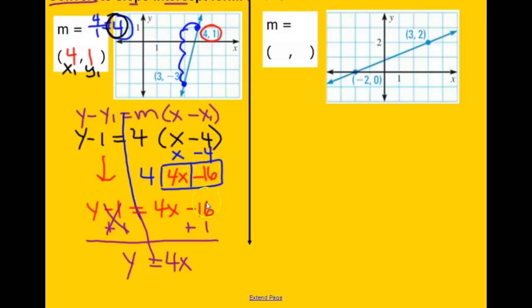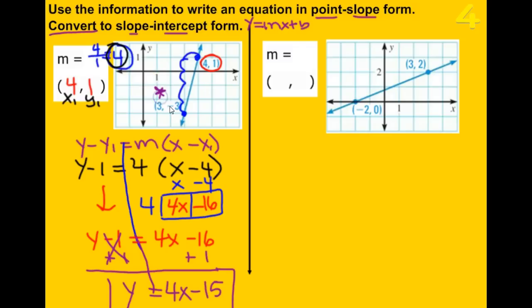If I owe you $16, but now I give you $1, I only owe you now 15. They're different signs, so we really subtract. So here's our equation. We're done. This is the equation of this graph up here.